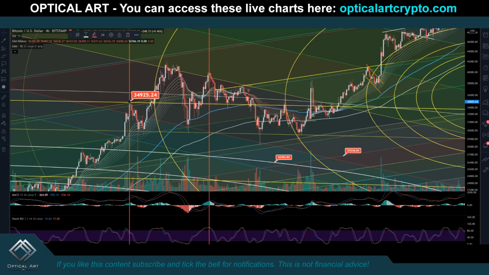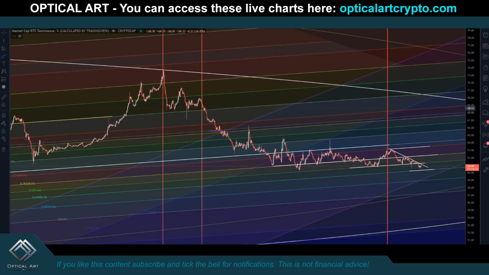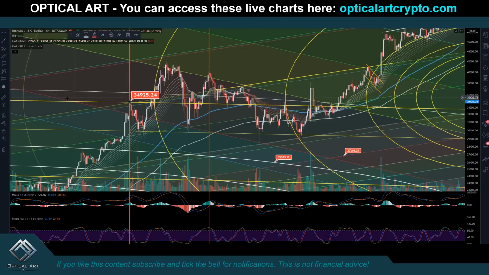So if we go to dominance, right here, this is the 3rd of January. This was a top right here. We topped out right at this ring. If we go back to this chart right here, we were just above resistance. This was the 14th of January at 39,233. Let me get rid of these.